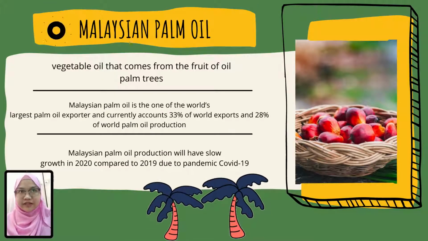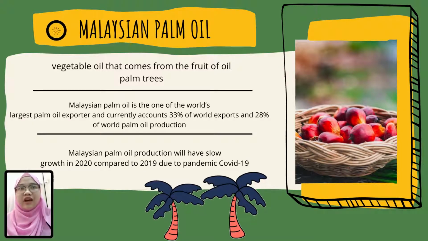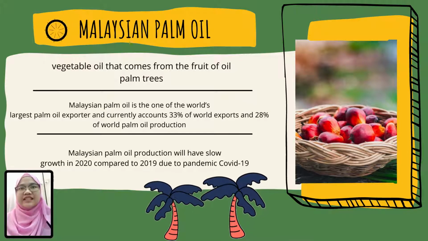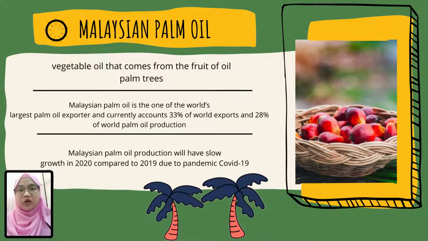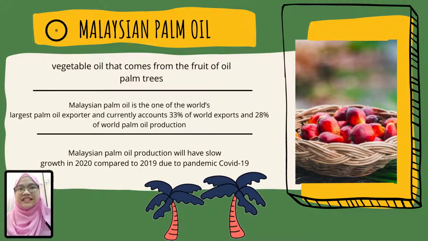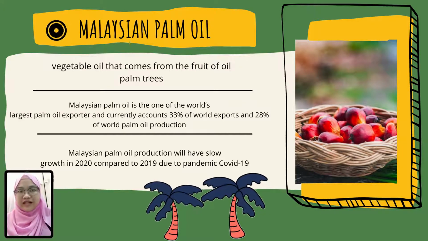Palm oil industry. Palm oil is a vegetable oil that comes from the fruit of oil palm trees and has two oils that can be produced. It can produce palm kernel oil, which comes from crushing the kernel, and also produces crude palm oil that comes from squeezing the fleshy fruit. Malaysia is one of the world's largest palm oil exporters and currently accounts for 33% of world export and 28% of world palm oil production.